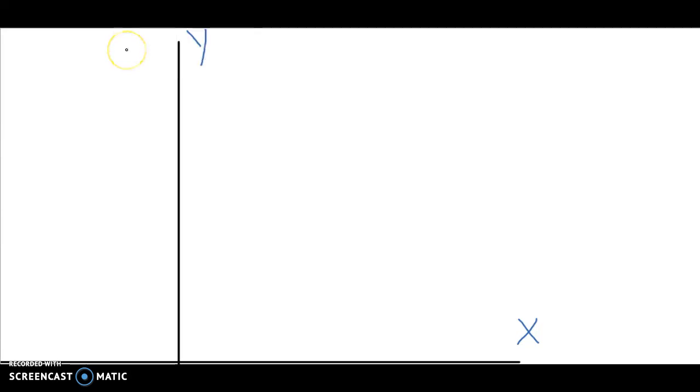Hello class, so today I'm going to talk a little bit about what's called a piecewise function. Piecewise functions have different subgraphs, if you will, and one specific subgraph of a piecewise function we're going to talk about today is step functions. So a piecewise function is, imagine taking two different functions and bringing them together.